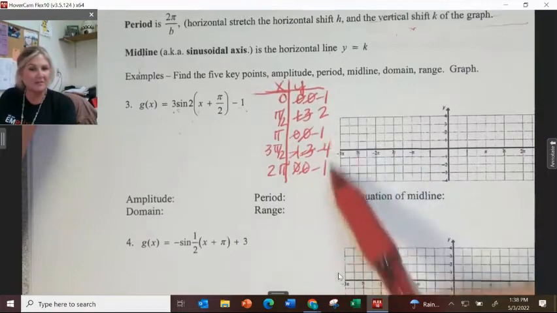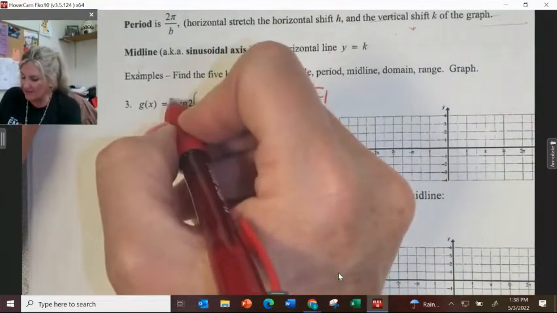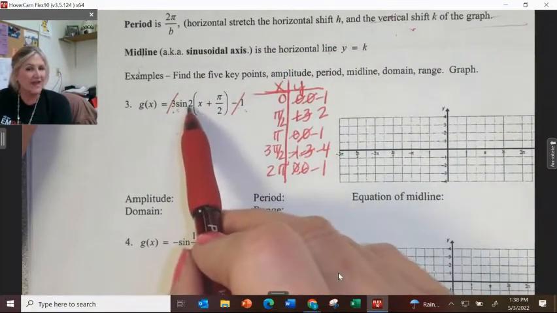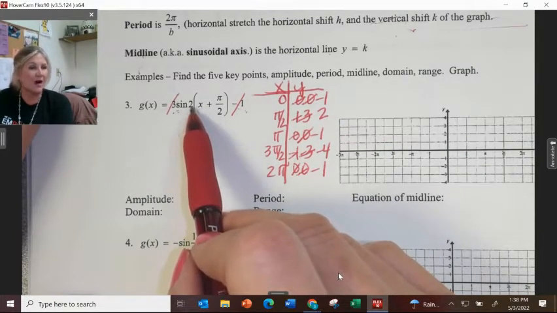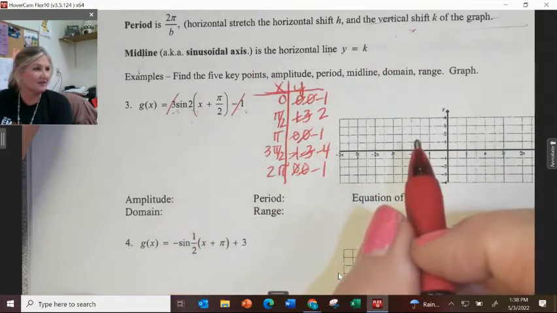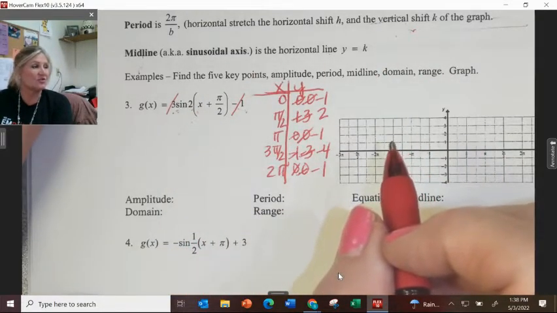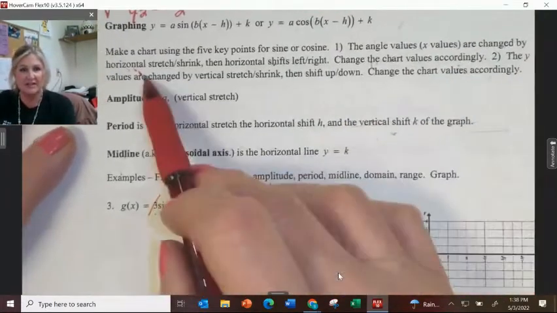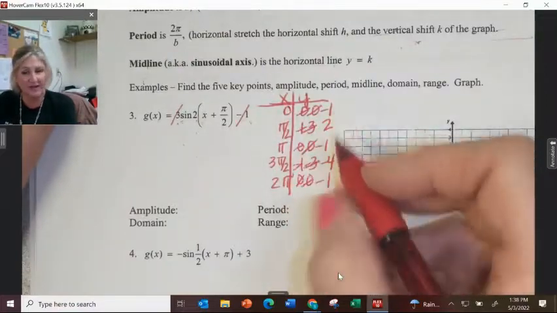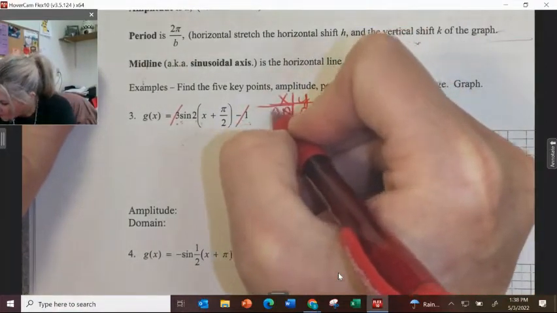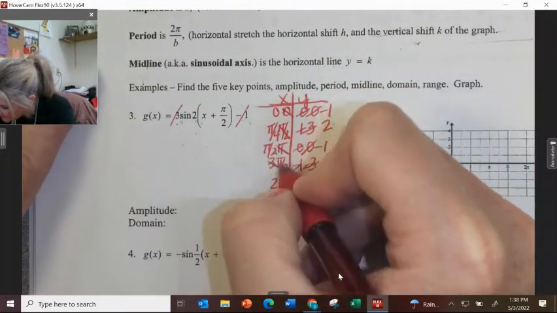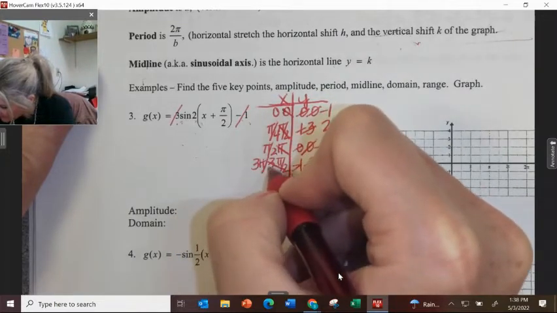Okay, so these are going to be my y value 5 key points. I have taken care of this, and I've taken care of this. Now I have to look at this multiplier here. This is going to cause us to have what when I have that in front of the x? A horizontal shrink of what? 1/2. So what I'm going to want to do first is I'm going to take that horizontal shrink into effect. So I'm going to multiply everything by 1/2.